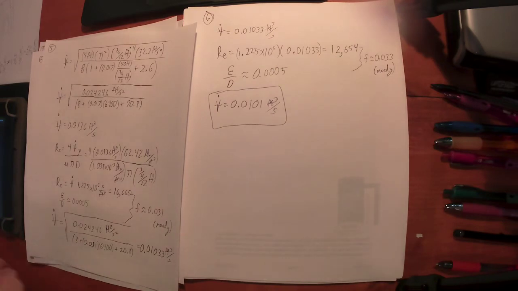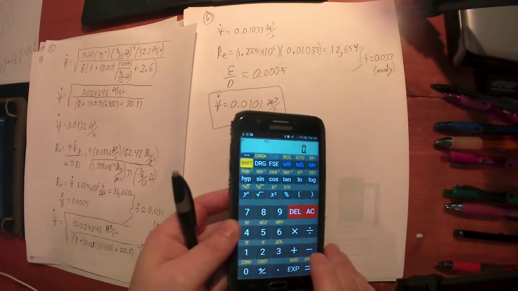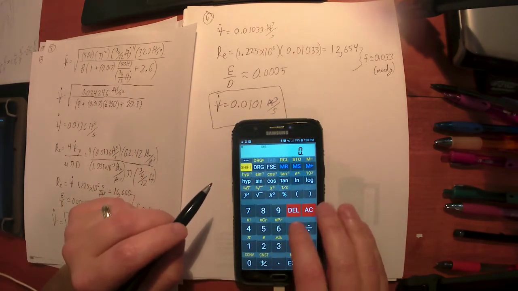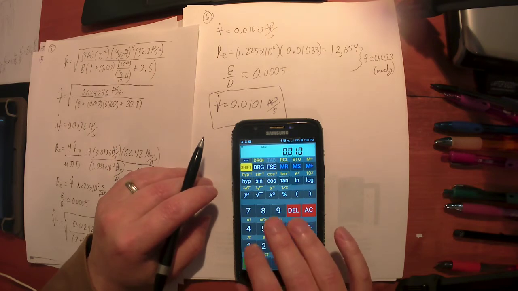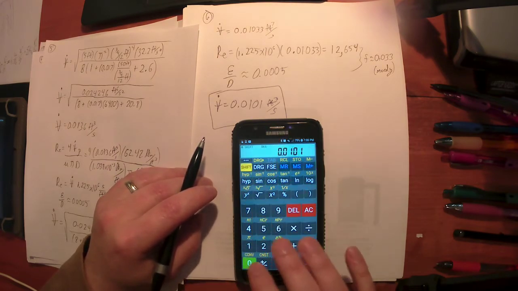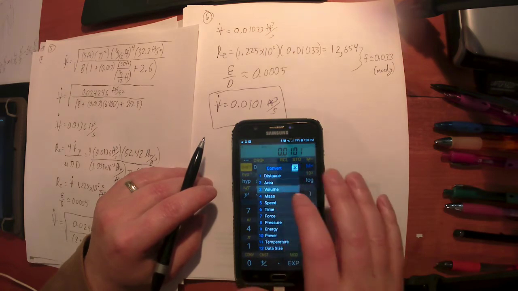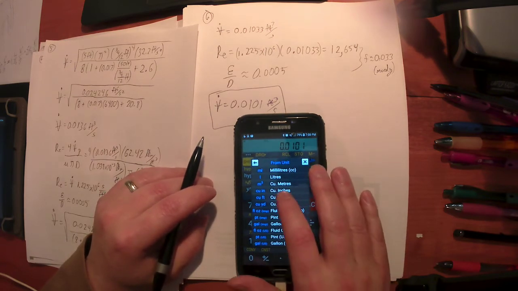What does this help us? What does this do for us? Well, let's do this. Let's convert 0.0101, let's convert that volume. That is in cubic feet.